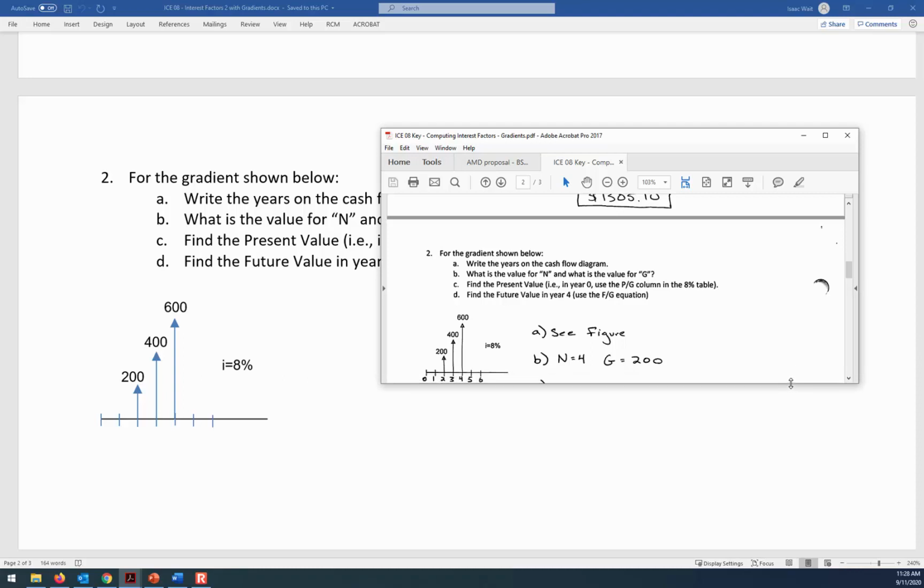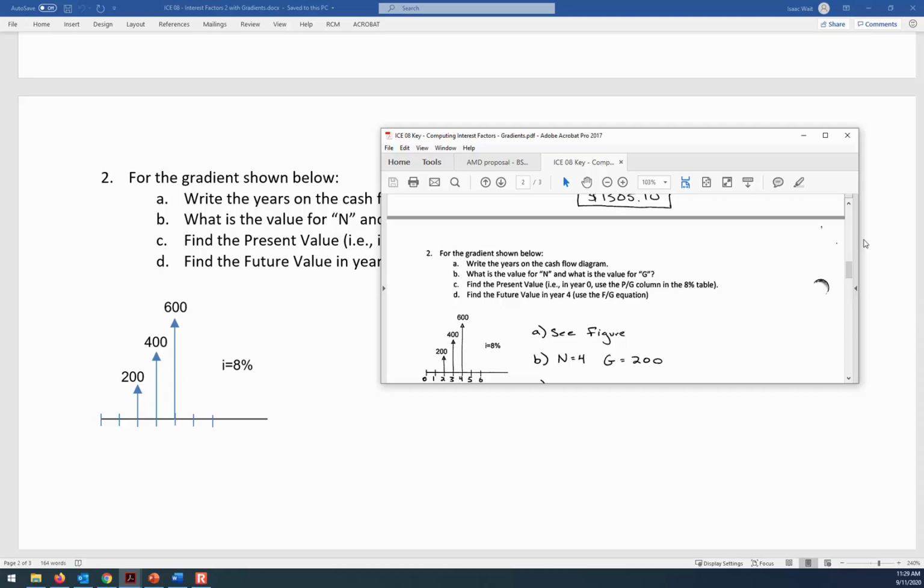All right, so for parts A and B, in part A, you should write the years on the cash flow diagram. And so you can see, 0 is the first tick mark indicating the present, then 1, 2, 3, and so on. Time continues even when there isn't an amount in the cash flow diagram. So I numbered years 5 and 6. And just because the cash flow diagram continues, that doesn't mean that you're going to need to find future value in year 6.